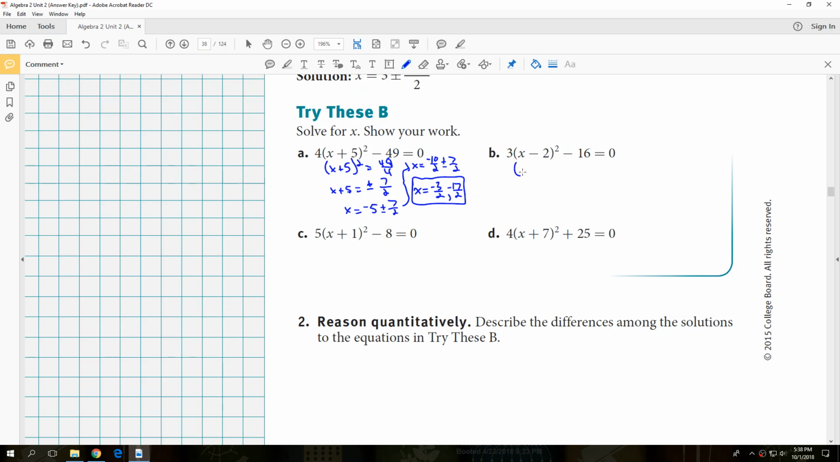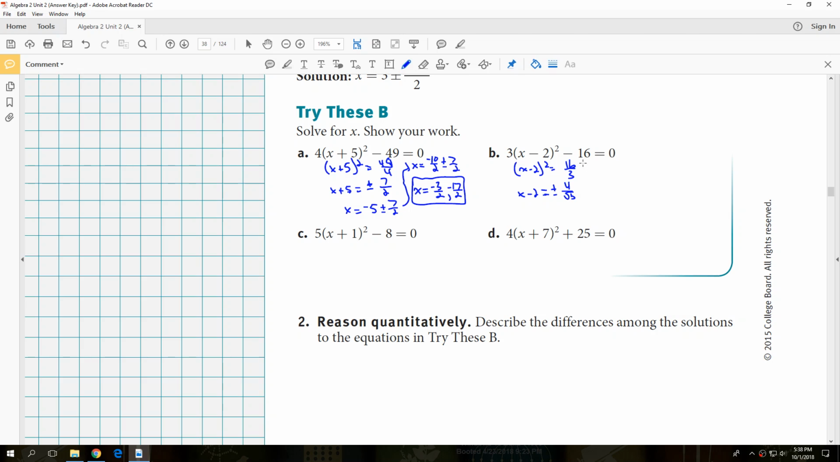Isolate the x squared. So I have x minus 2 squared is equal to 16 over 3. I can tell you this 3 is going to be a problem right away because we're going to have to rationalize. But anyway, we'll take the square root of both sides, giving us x minus 2 pops out, is equal to, plus or minus. Don't forget about that. So the square root of 16 is 4 divided by the square root of 3.